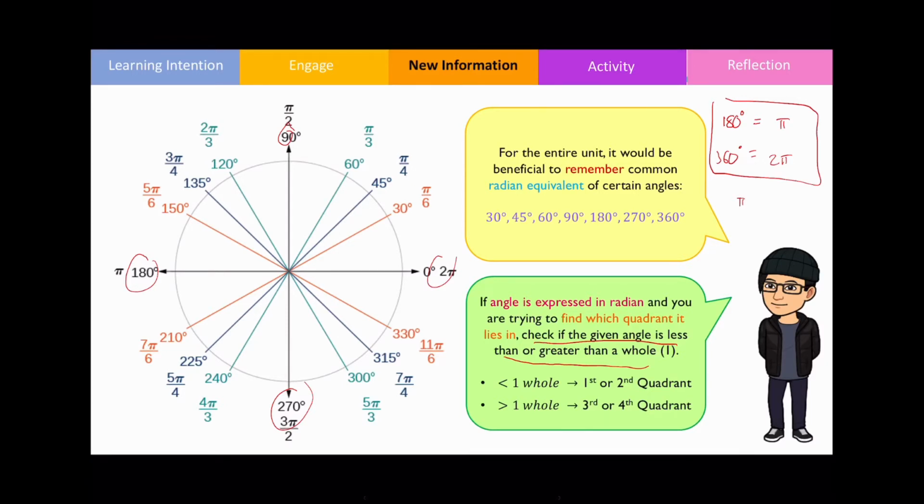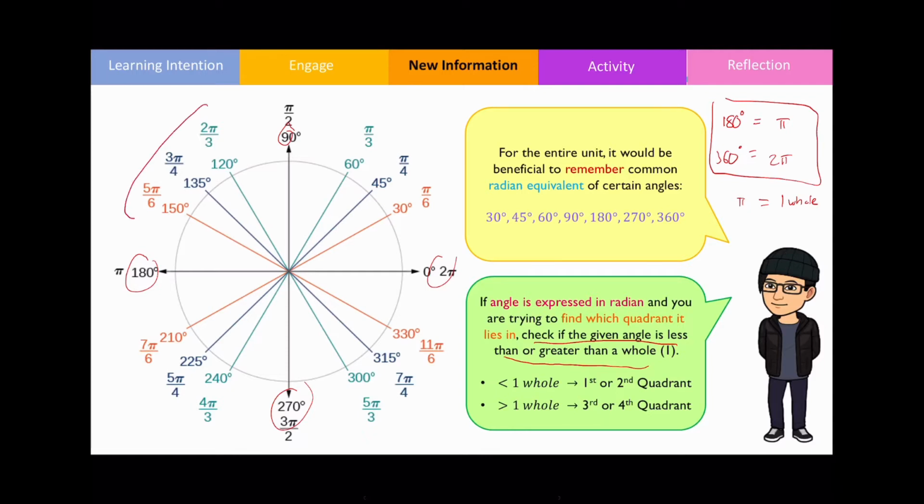But for now, just think of pi as equal to 1 whole. And if it's therefore less than 1 whole, then this would imply that the angle could either be in the first quadrant or the second quadrant. And if it's greater than a whole, then it's going to be either in the third quadrant or fourth quadrant. So what do I mean by this?